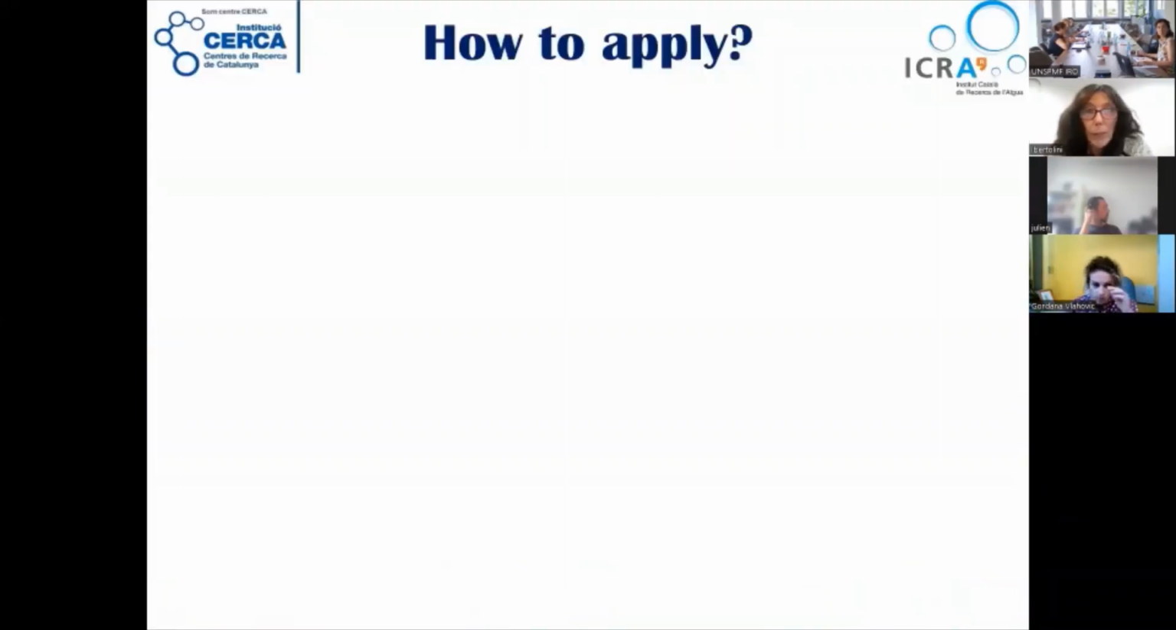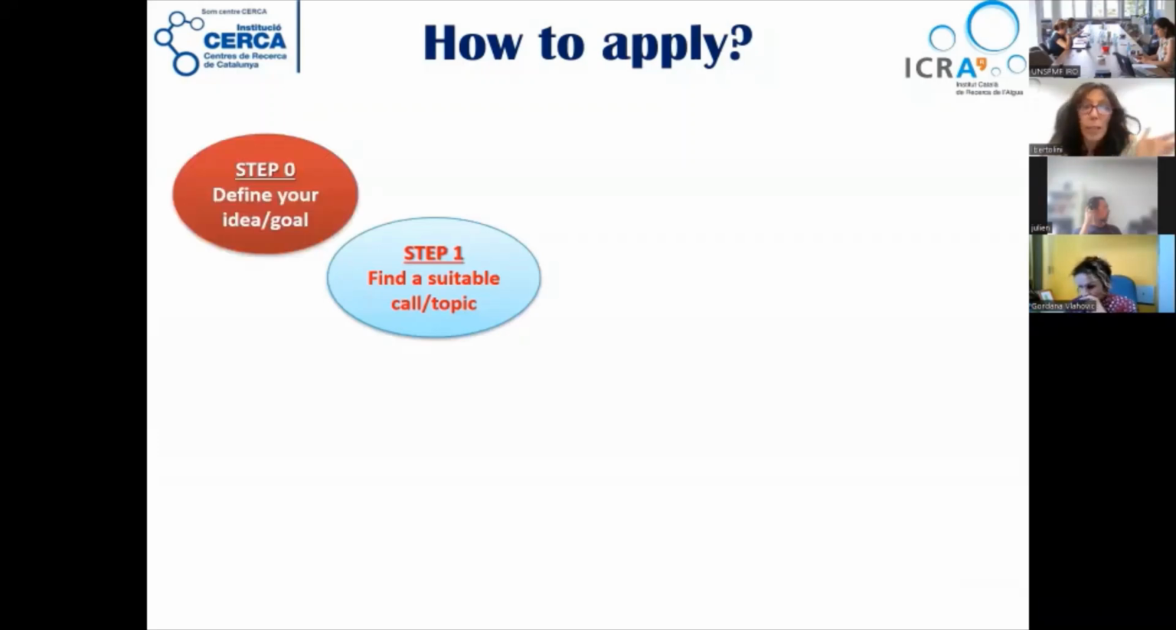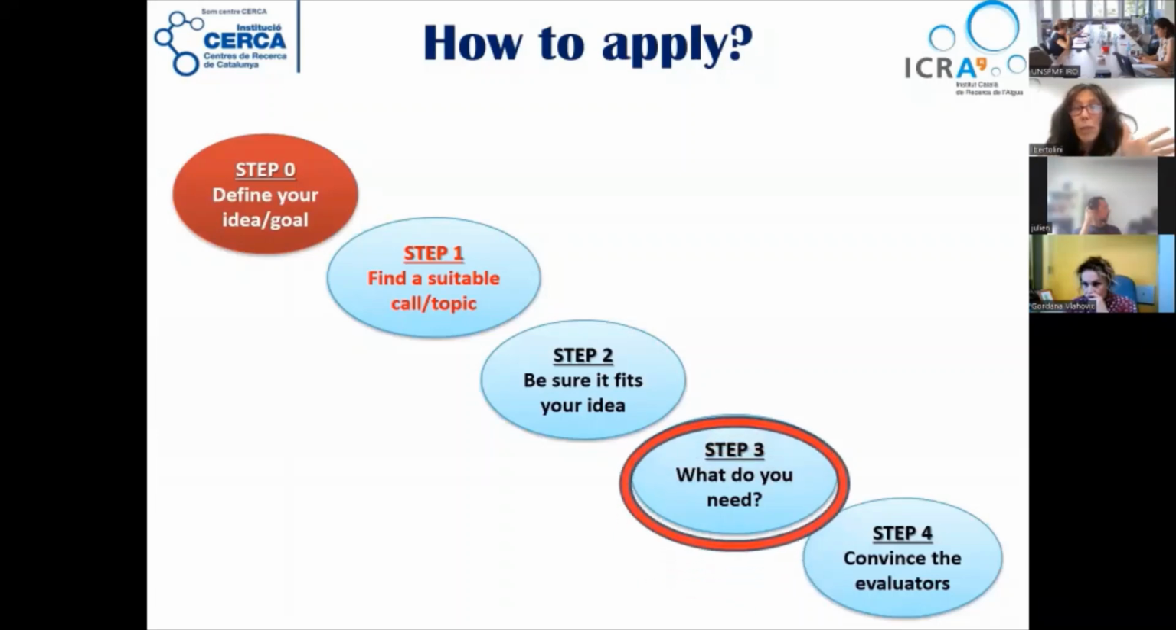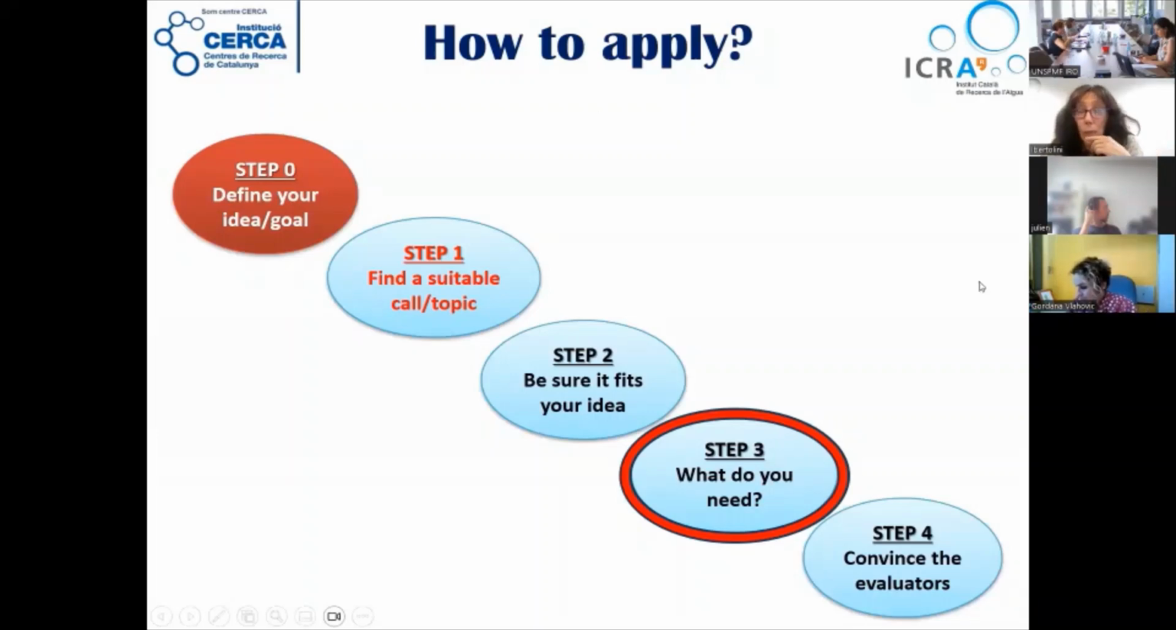Okay, so this presentation is about how to identify partners and establish joint project consortia. To begin with, I would like to go back to my previous presentation. If you remember, we summarized the steps that we need to apply for a call for proposal. Step 1, 0, step 3. So now I'm going to concentrate on step 3, what you need to carry out your research.